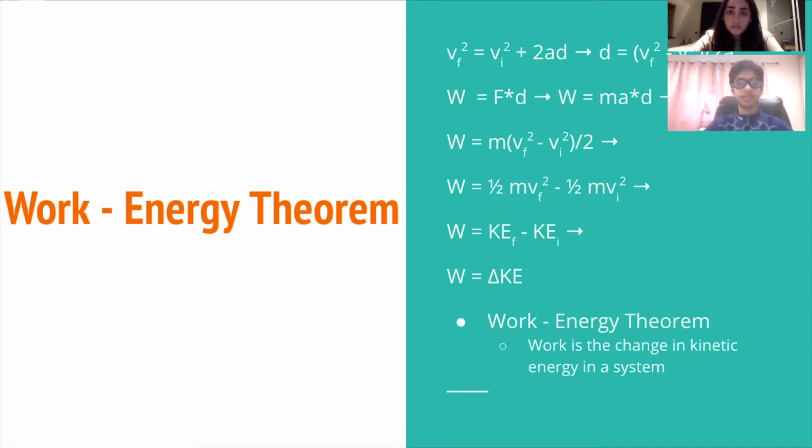It can get a little more complicated, but we can see the derivation here actually comes from our third kinematic formula, which is the final velocity squared is equal to the initial velocity squared plus 2 times the object's acceleration times its distance. So if we rearrange for distance and we put that into the work equation, we can actually find that work is equal to 1/2 times the mass times the final velocity squared minus the initial velocity squared, which is the change in kinetic energy.